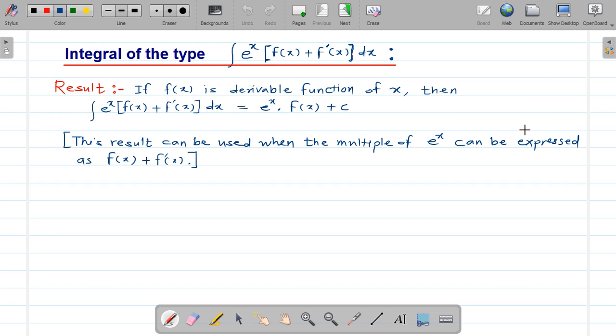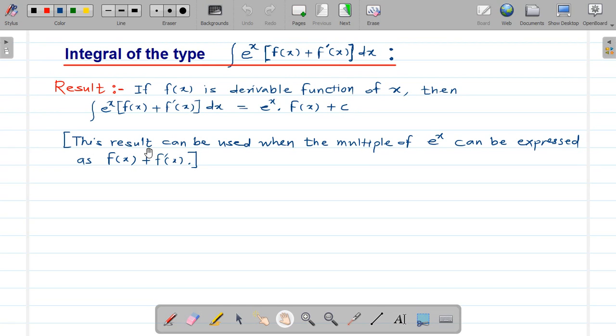Dear students, in our last lecture we discussed the type of integration, that is, the integration of e raised to x into bracket f of x plus f dash x dx. The result is that if f of x is a derivable function of x, then the integration of e raised to x into bracket f of x plus f dash x dx is equal to, directly you can write, e raised to x into f of x plus constant.